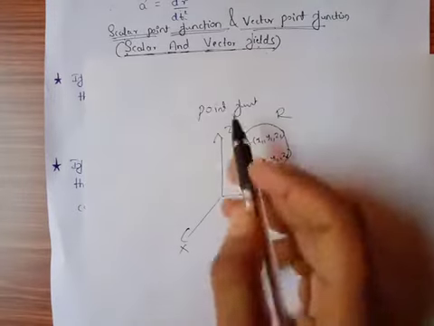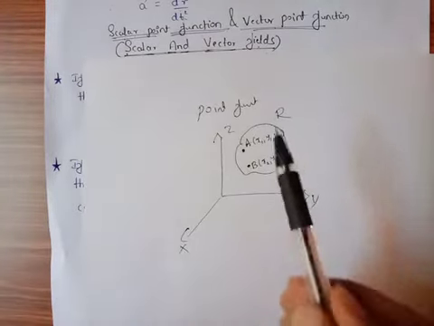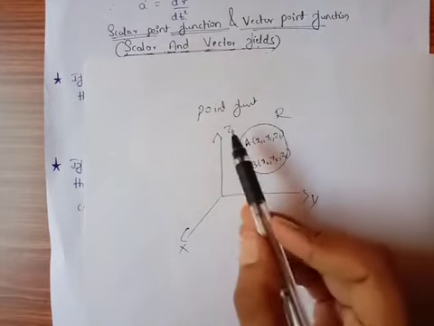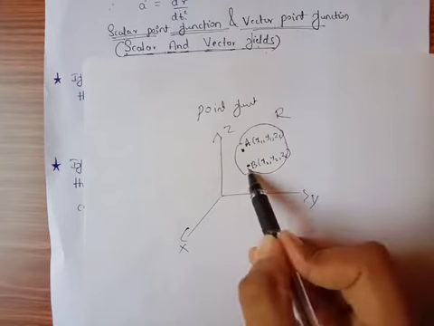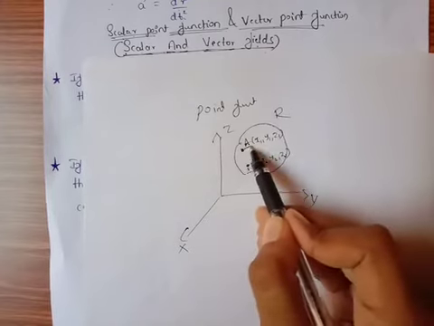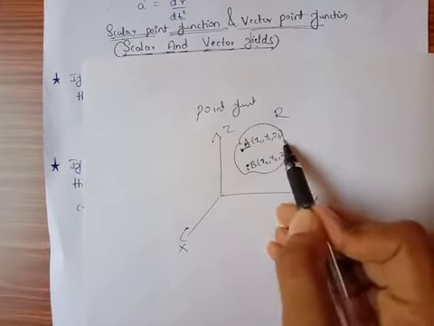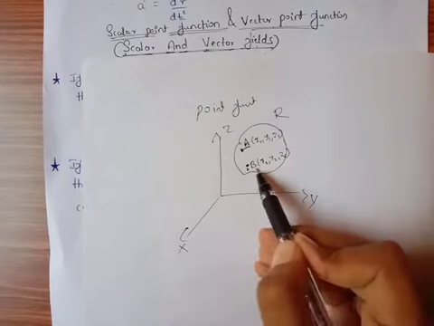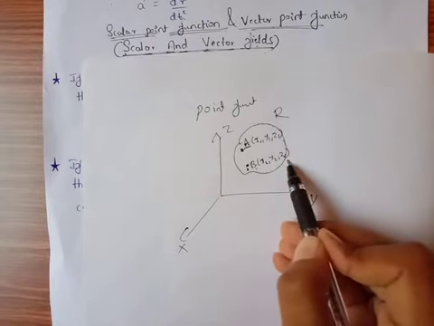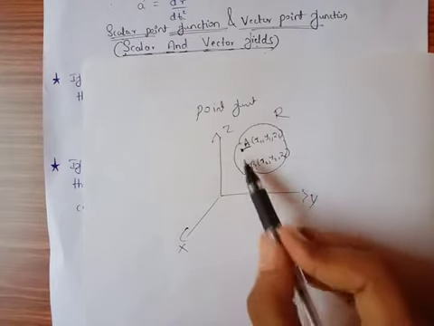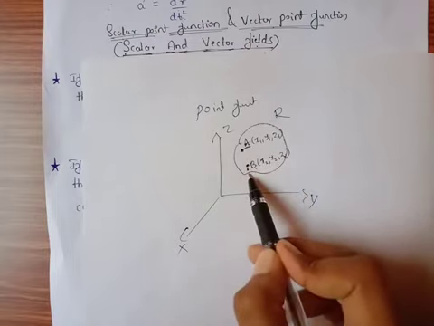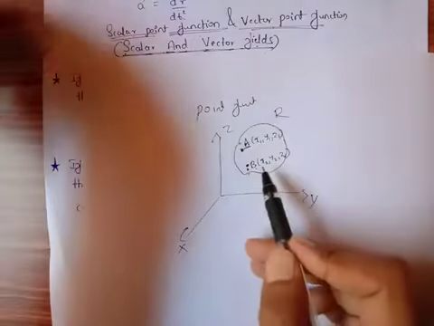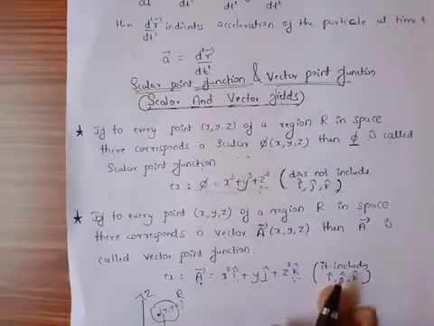So what is the point function definition? If the value of a variable quantity depends upon the position of the point, where the position of point A is x1, y1, z1 and the position of point B is x2, y2, z2, then the value of the variable quantity depends upon the position of the point. This is called a point function. Now let us see the definition of a scalar point function and a vector point function.